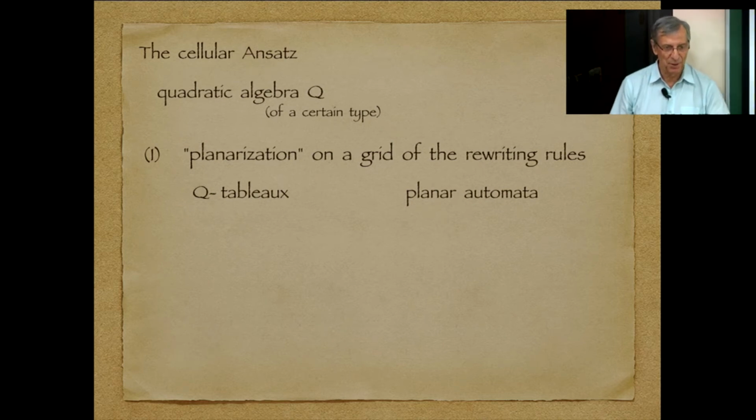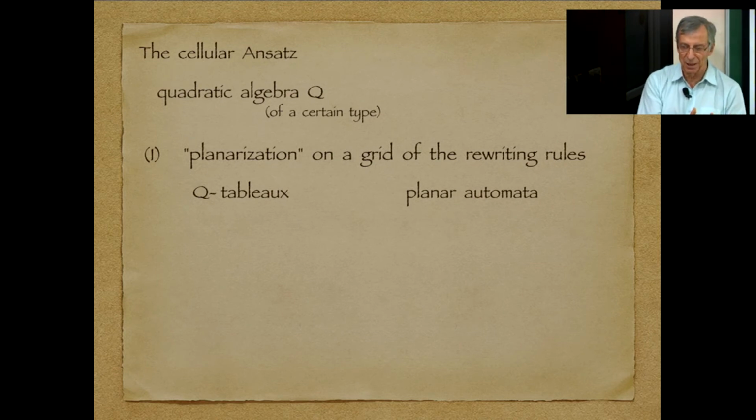First step of this philosophy is to start from a certain family of quadratic algebra. Not all possible, but there is some. We have seen 2 examples, and we associate some quadratic object I call Q tableau, which are equivalent to planar automata, recognizing a 2-dimensional picture.